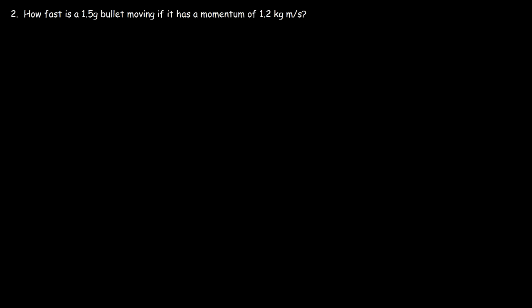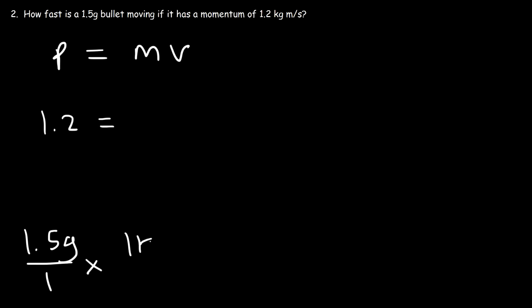How fast is a 1.5 gram bullet moving if it has a momentum of 1.2 kilograms times meters per second? So let's use the same equation. So we have the momentum, it's 1.2. We have the mass, but it's not in kilograms. Rather, the mass is in grams. So we need to convert it to kilograms. 1 kilogram is equal to 1,000 grams. So therefore, we need to divide it by 1,000. 1.5 divided by 1,000, it's a very small number.